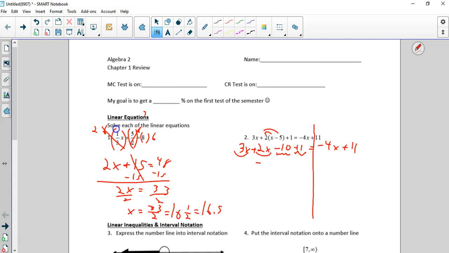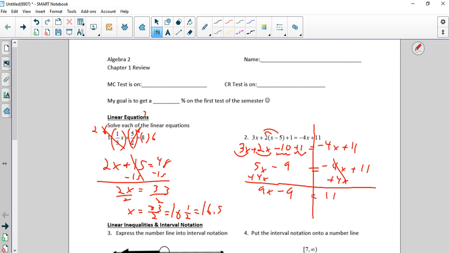So 3x plus 2x is 5x. Negative 10 plus 1 is negative 9. Equal to negative 4x plus 11. Now at this point I'm going to move. It doesn't matter. I can move my numbers right or left and my letters right or left. I personally am going to move the 4x's over this time because I'm thinking ahead, that'll give me a nice positive 9x. If I would have subtracted, I'd end up with negative 9x on this side. It's okay. It makes no difference. It'll still work out to be the same answer.